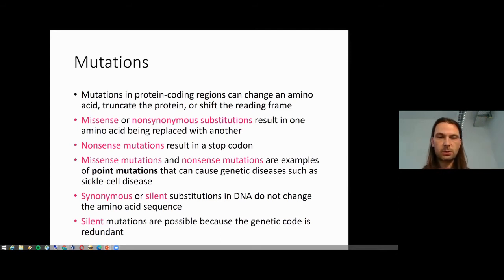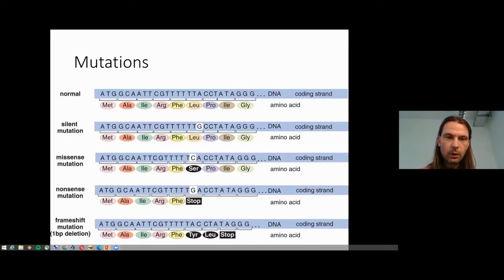If we have a substitution of one base, we have a so-called non-synonymous substitution, or sometimes called missense substitution. Nonsense substitutions or mutations result in a stop codon, and these are point mutations occurring in one single location. And then we can also have silent substitutions, a mutation which does not change the amino acid sequence. Here this is shown. We have a DNA coding strand with a sequence of codons and the respective sequence of amino acids. If we have a silent mutation, we change one base, which still results in the same amino acid. So we are not changing the protein, it has no effect on the organism.